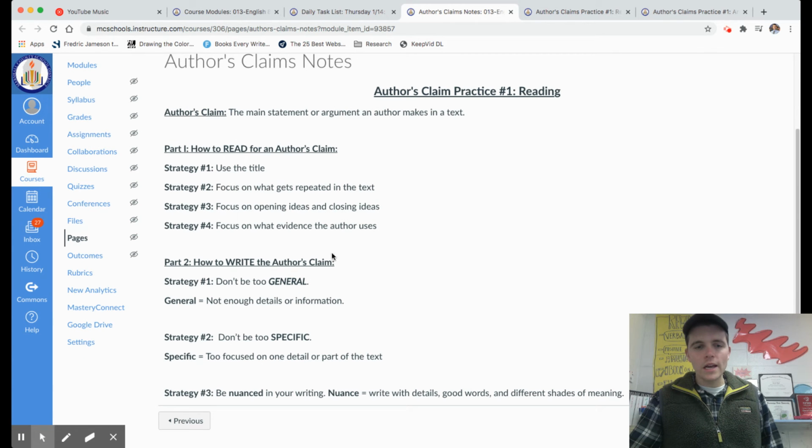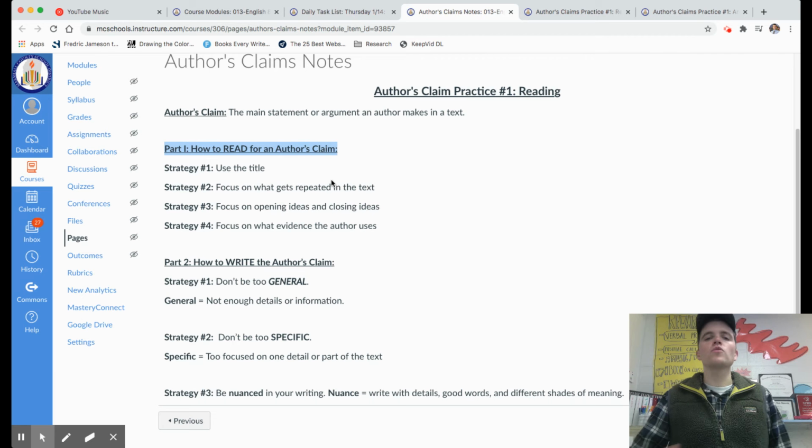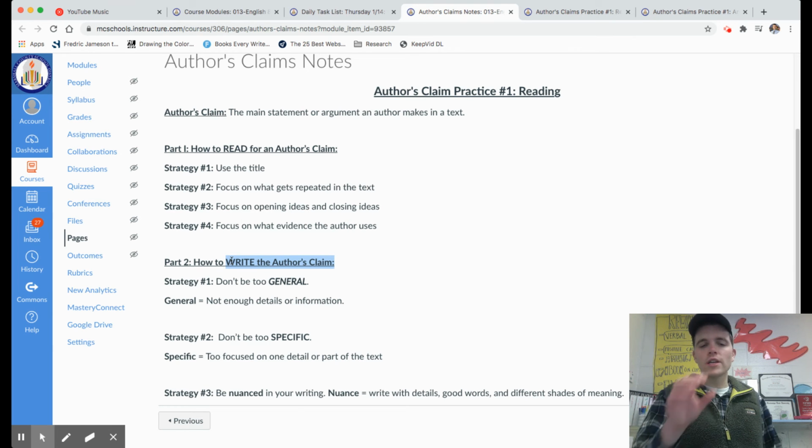And the rest of these notes, here's what I've provided for you. A little section that details ways you can read and look for claims in a text. So there are some brief strategies there, like use the title, focus on what gets repeated, focus on the ideas that open and close the text, and also focus on any evidence the author provides. And then secondly, I've given you a little section about how to write out the claim an author made.